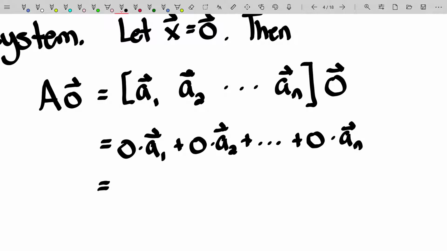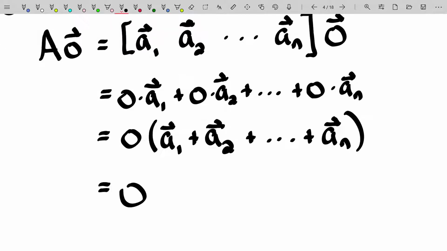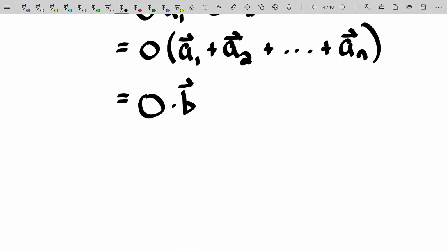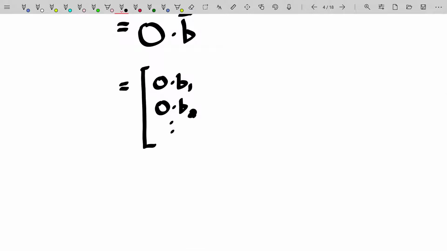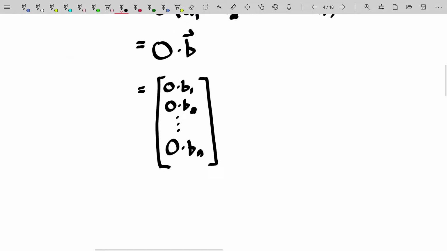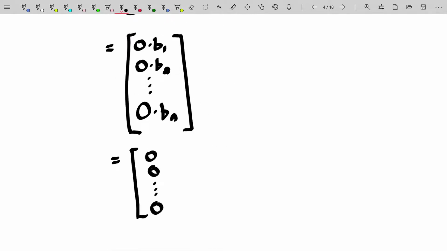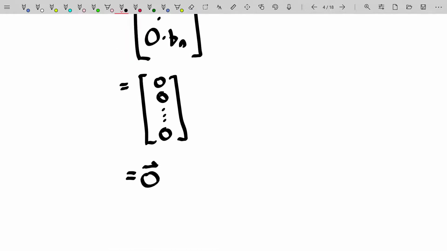You could factor a 0 out of all of those. That summation of the column vectors of A becomes some other vector, we'll call it B for now, and then 0, the scalar, times the vector B means that you'll end up with a vector 0 times B_1, 0 times B_2, all the way down to 0 times B_n. Now that we're in a familiar system involving arithmetic, we know 0 times anything is just 0, and that by definition is the 0 vector.